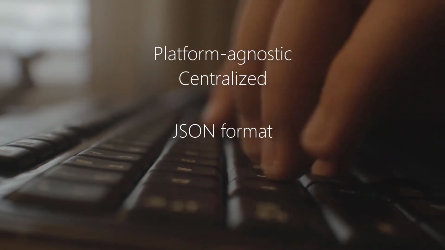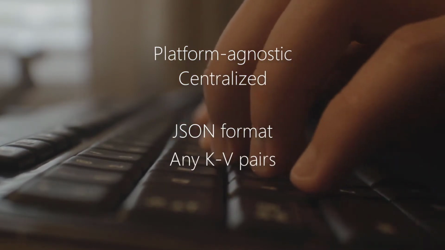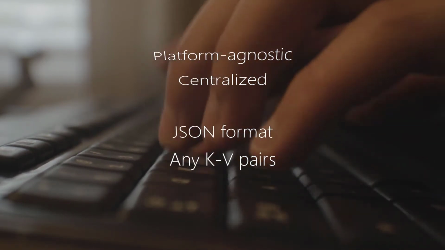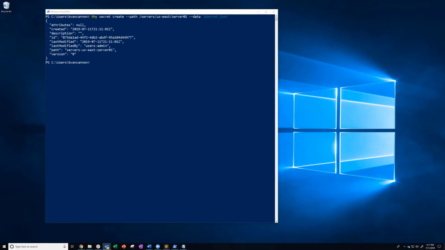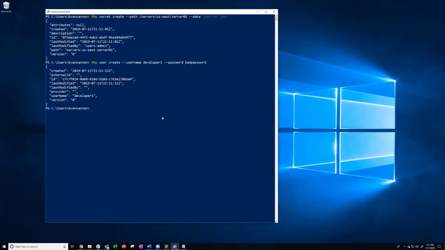Secrets are created using industry-standard JSON files, so you can define secrets with any key-value pair. Next, let's create a secret and a new user. Save the secret we just showed in the JSON file using the thy-secret-create command to the path shown. We'll create user developer1 and assign a password using the thy-user-create command.